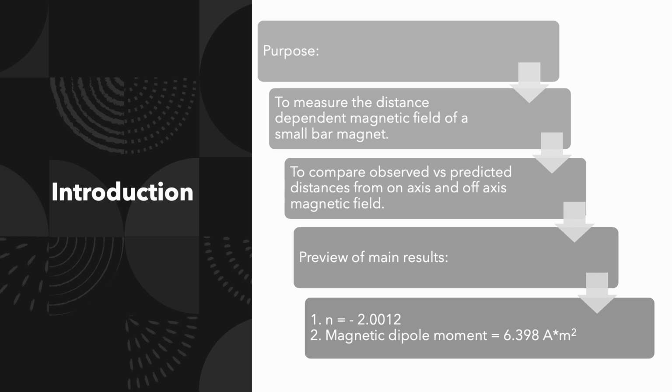A preview of the main results: n, which is a slope, is equal to negative 2.0012, and the magnetic dipole moment nu is equal to 6.398.